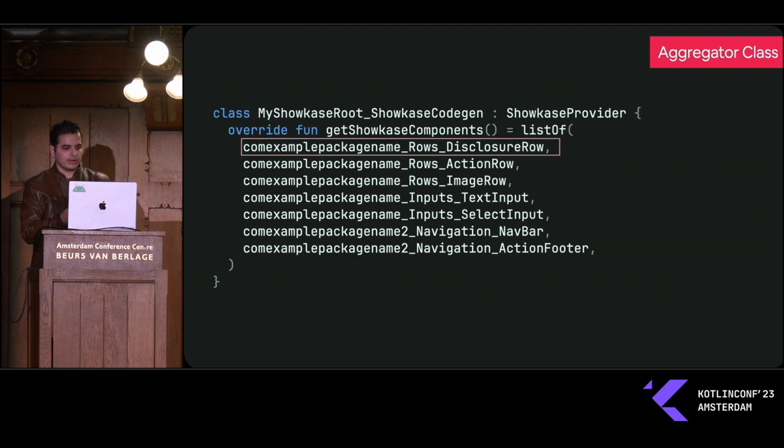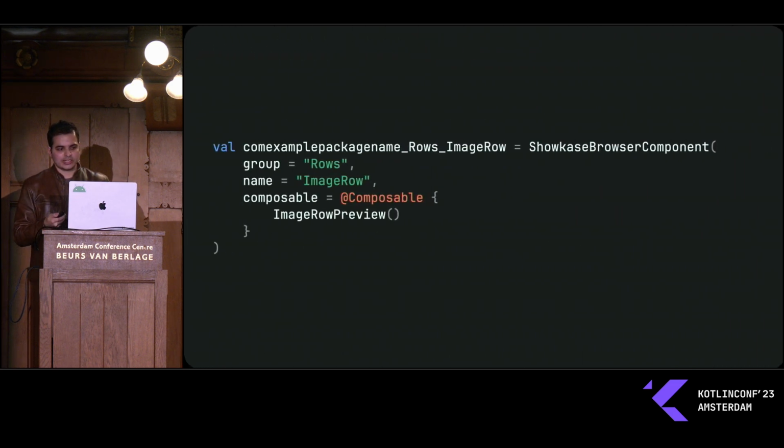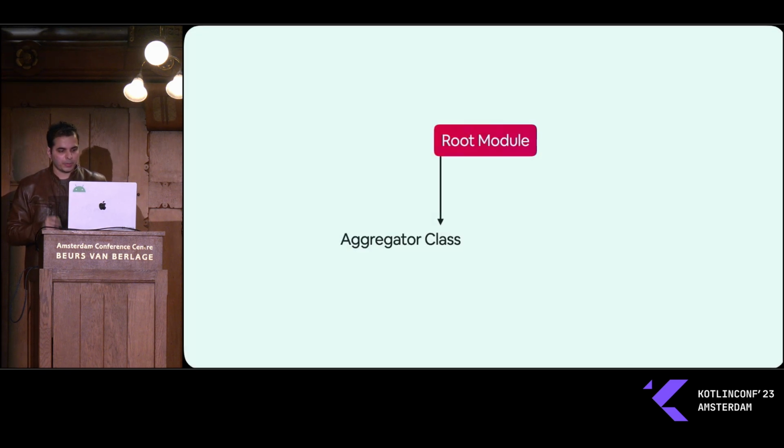And as a reminder, the list is just a list of those properties that we wrote. And so if you look at what that looks like, it just has the group name, the name of the component, and the composable function itself. All right, so now we've successfully created that aggregated class that we needed. And we have all the metadata for previews in our code base. But we don't stop there.